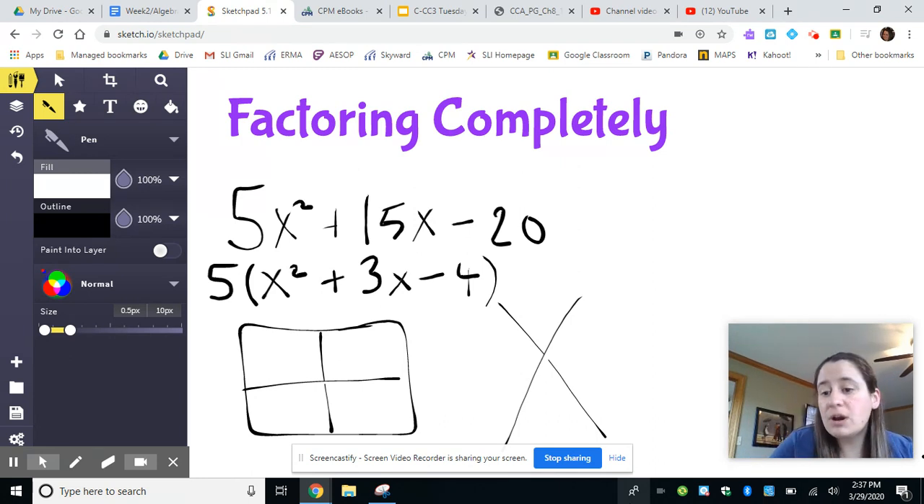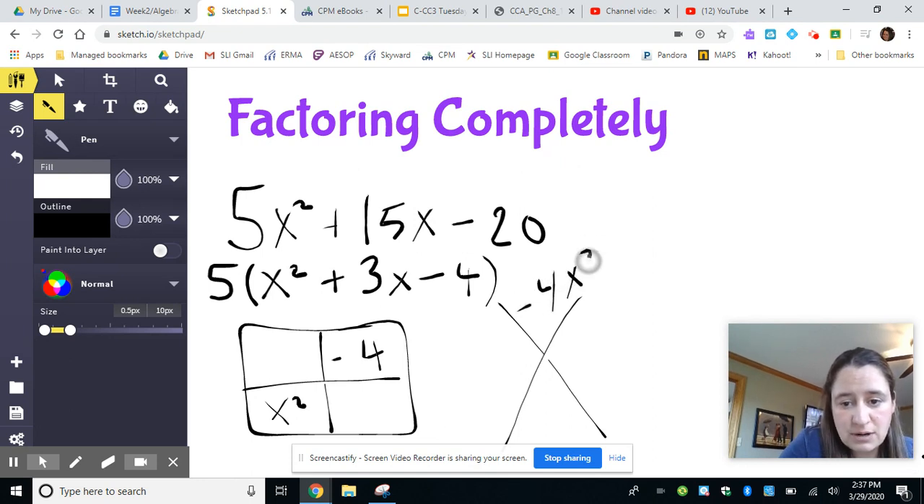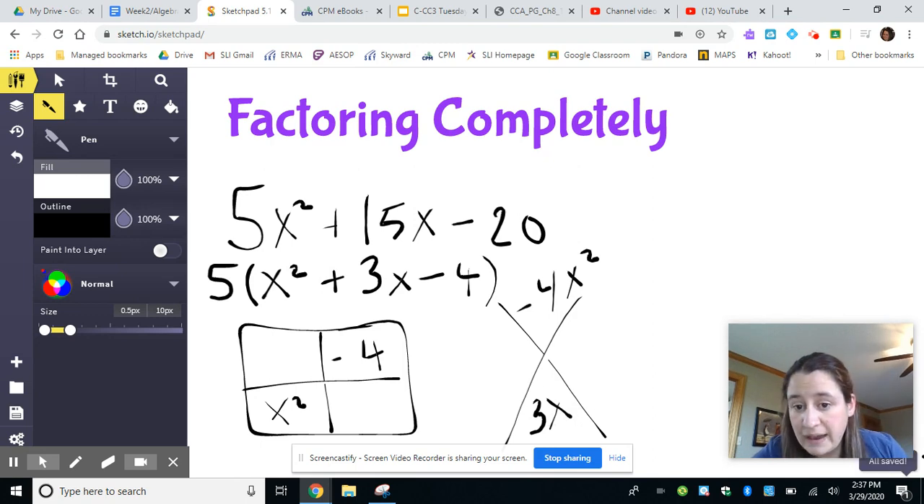Okay, so now we're going to use our generic rectangle and factor like we've learned to do. x squared, and then I have minus 4. Negative 4 times x squared is negative 4x squared, which goes up here, and 3x goes down there. Now you're going to think to yourself, I need factors that multiply together to be negative 4x squared, but add together to be a positive 3x.